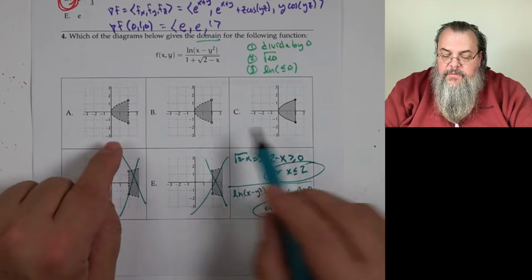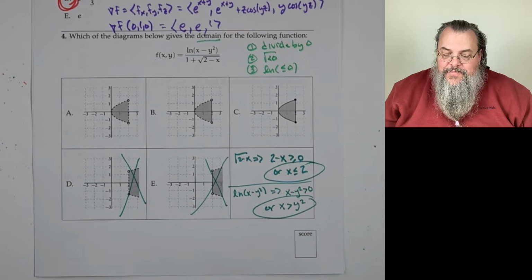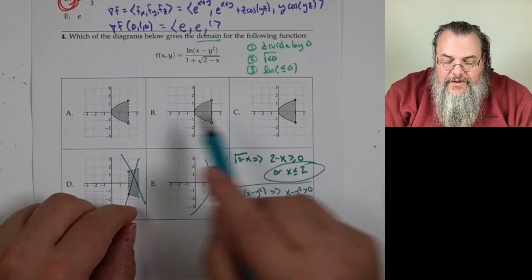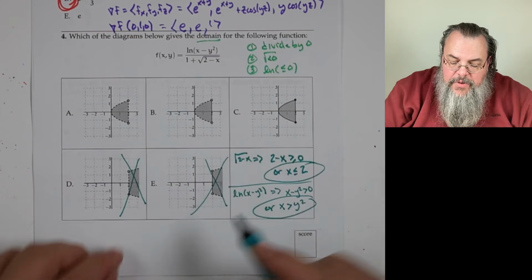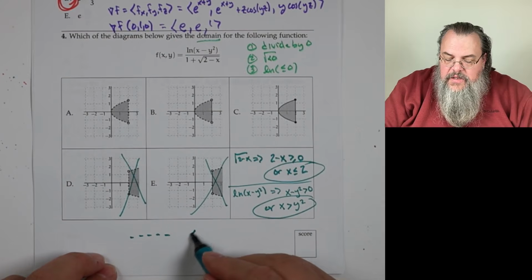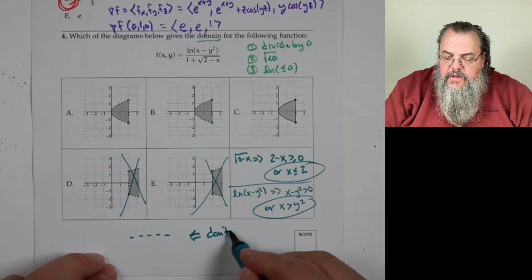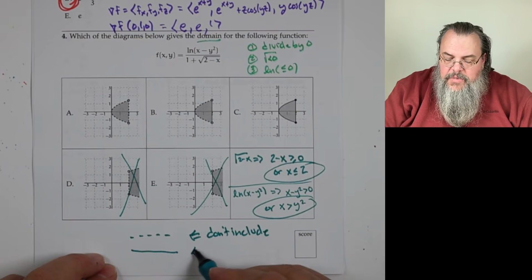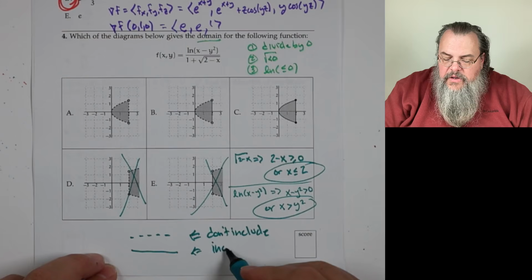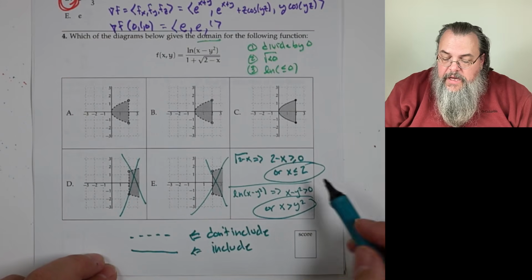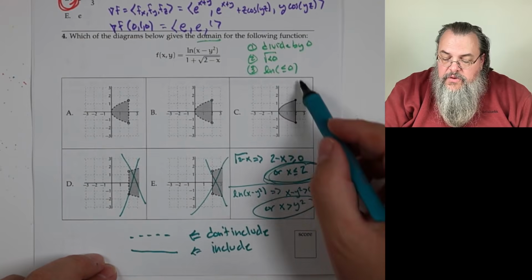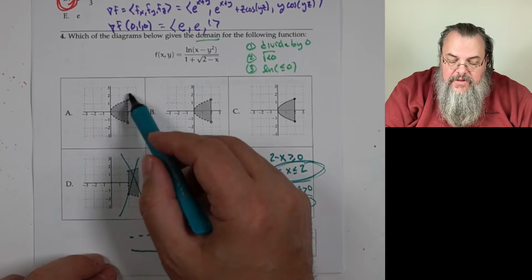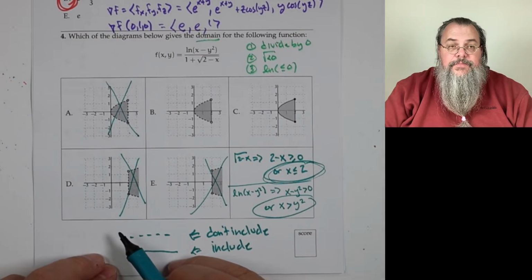If you look at the 3 remaining pictures, they look the same. The only difference is in the dashes and the solids. Now remember, a dashed line means don't include, and that's when you have a greater than or a less than. A solid means do include. So notice what happens. This x less than or equal to 2, well, x equals 2 should be a solid line. That has a dashed line, that's out.